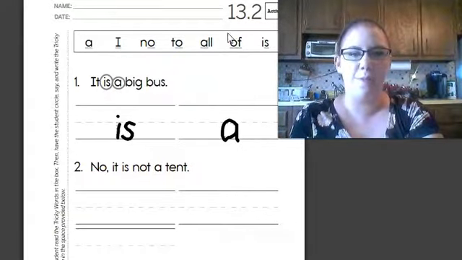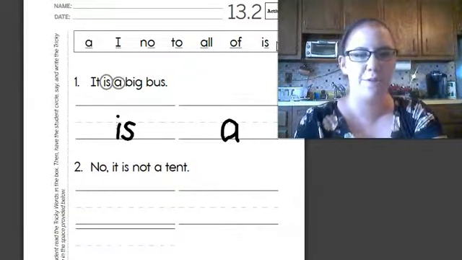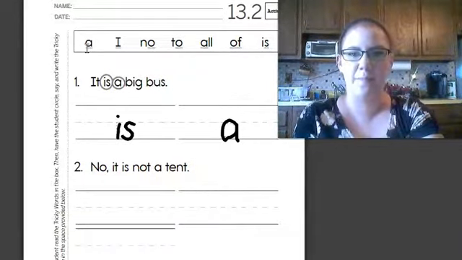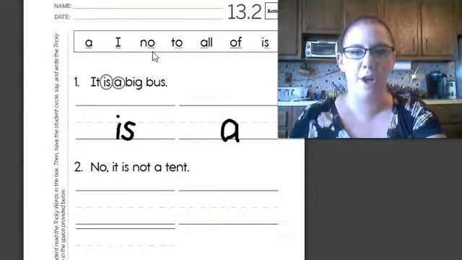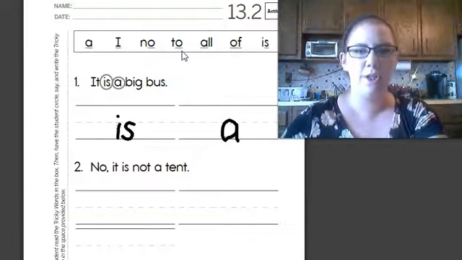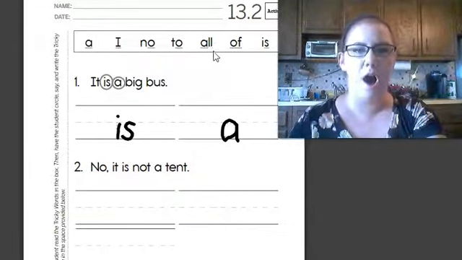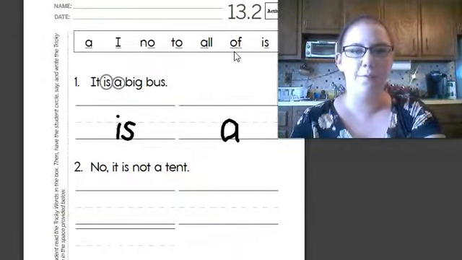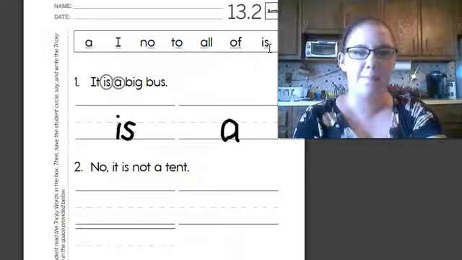The tricky words you might find are written at the top of the page. Let's see what other tricky words they have for us. A, I, no, to, all, of, is.